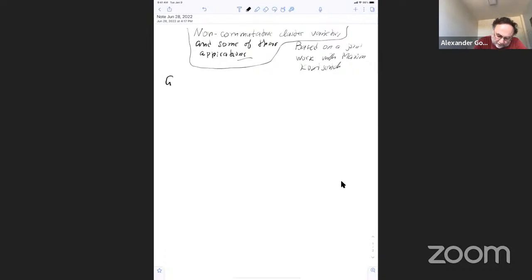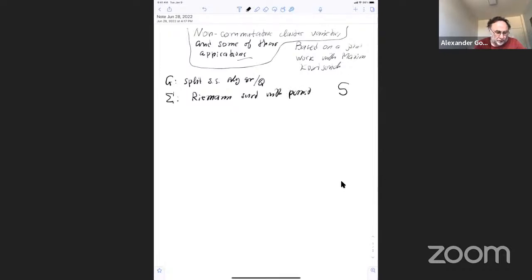So there's a general fact that if you have a G, which is a split semi-simple algebraic group over Q, for example, PGLN, and if you have a Riemann surface, sigma, with punctures, and I assume it's of type S, this is my topological surface, then there are two moduli spaces.